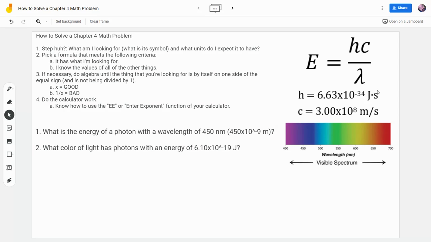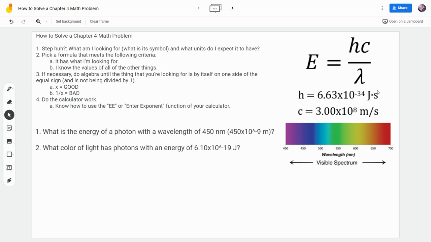Step two is to pick a formula that meets two criteria. One is the formula you pick has to have the thing you're looking for. Otherwise, that formula can't solve for the thing you're looking for. And the other thing is you need to know the values of all of the other things in that formula. Now, in this particular case, there's only one formula we're dealing with. So, step two, picking a formula, is going to be very straightforward.